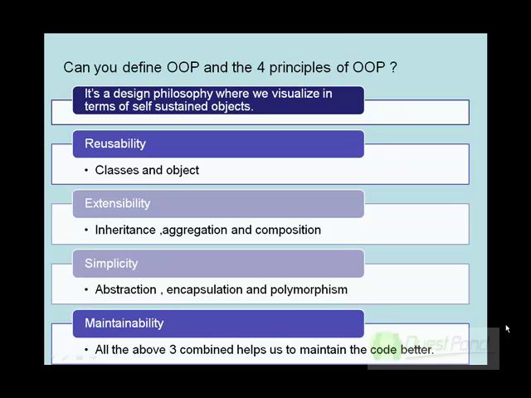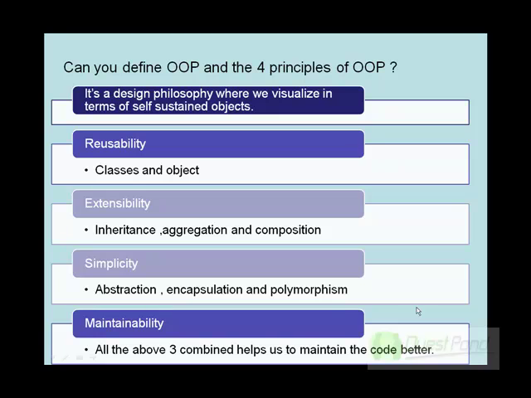In the second part, we talk about how object-oriented programming resolves the problems which functional programming had. In our previous video we had discussed the four problems associated with functional programming, that is reusability, extensibility, simplicity and maintainability. In the second section we will see how object-oriented programming solves those four problems. And finally, we try to understand the four important principles of object-oriented programming, and these principles are discussed in more detail in the coming videos.